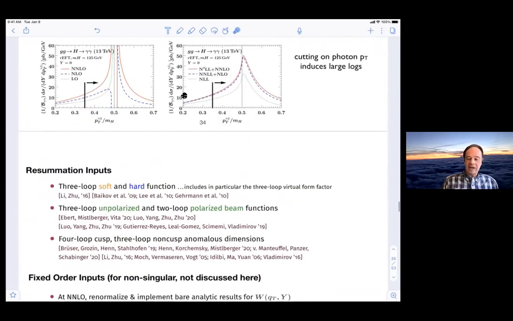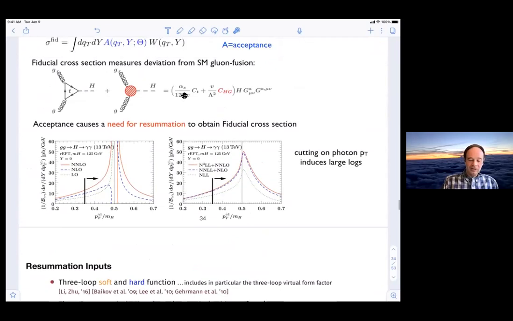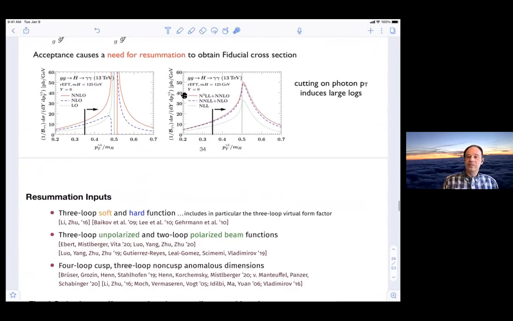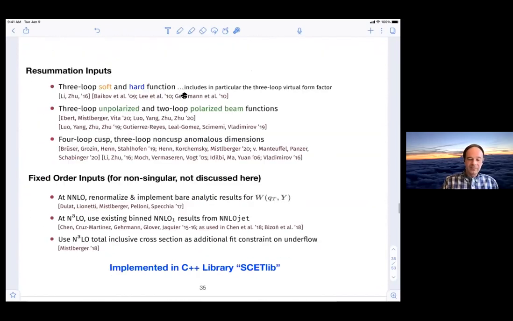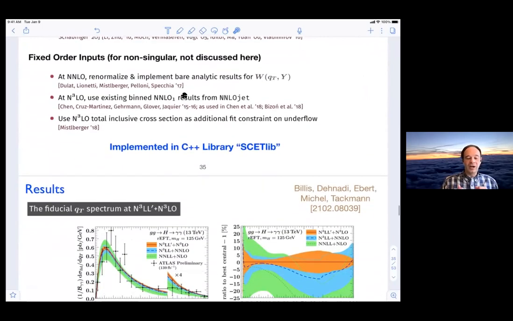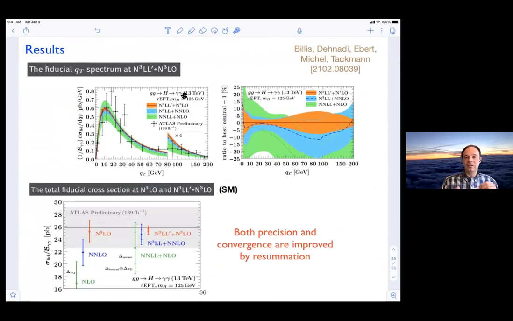So based on that, these authors that I mentioned, and based on lots of perturbative ingredients, which I won't go through for lack of time, produced results for fiducial cross sections, including resummation at next to next to next leading log order, as well as the 3-loop calculations that are in the literature, and then produced results for both the spectrum, as well as integrating that spectrum with the acceptance cuts. So this is the QT spectrum with the acceptance cuts, and then this is the total cross section with the acceptance cuts integrated over QT.